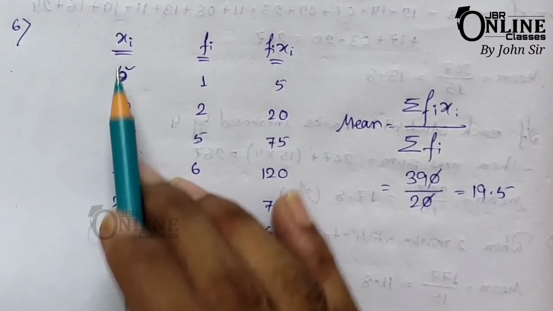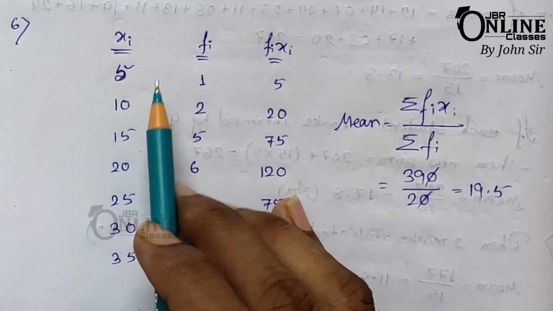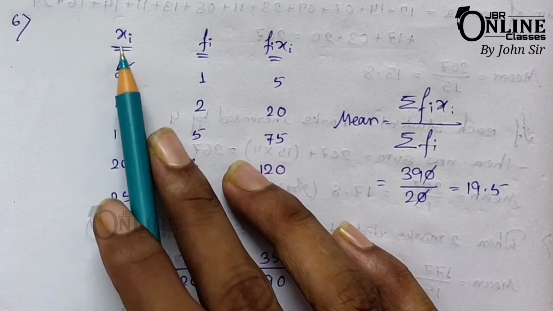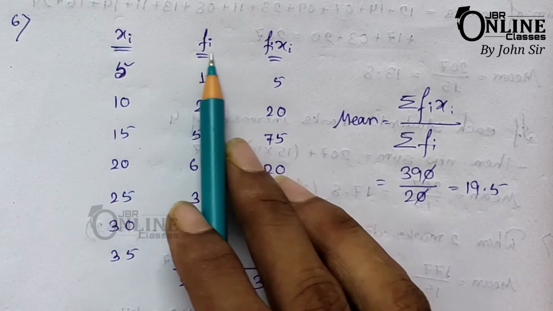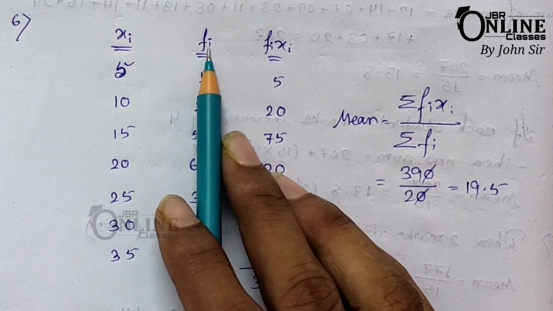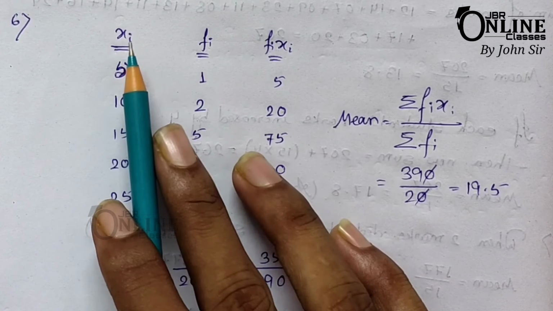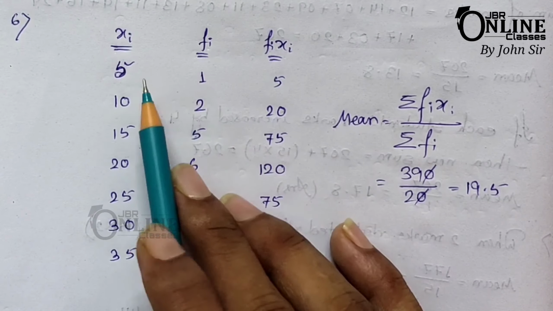So mean equals 400 by 25, and that equals 16. Now sum number 6. Find the mean of the following distribution. So here the number which is written here is denoted by xi, and the frequency is denoted by fi, and the next column is fi xi. That means you have to multiply the number and the frequency.